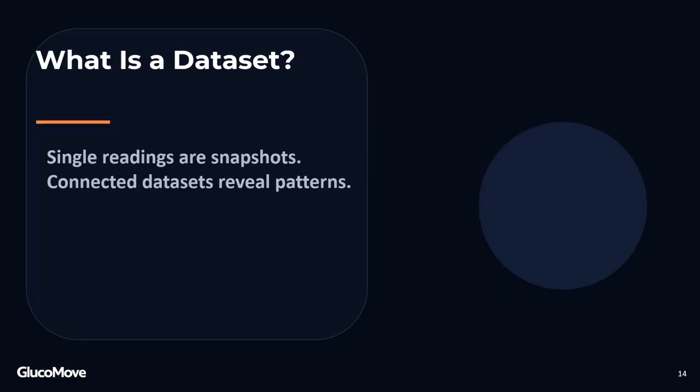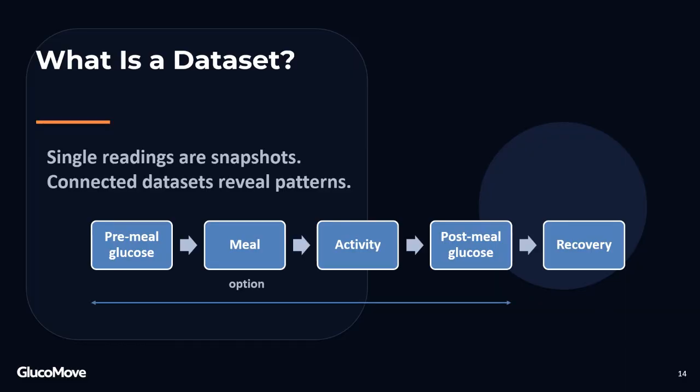In GlucoMove, a dataset is a connected sequence of events. Traditional glucose logs often focus on isolated glucose readings, but GlucoMove is designed to connect multiple events together. For example, pre-meal glucose, meal records, activity, post-meal glucose, and recovery patterns can all become part of a connected dataset. Single glucose readings represent one moment in time, but connected datasets help reveal broader behavioral patterns. This structure helps users understand what happened before, what happened after, and how the body responded over time. This concept is one of the core foundations of GlucoMove.